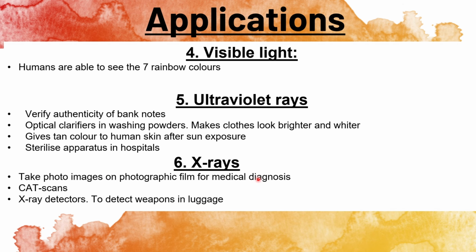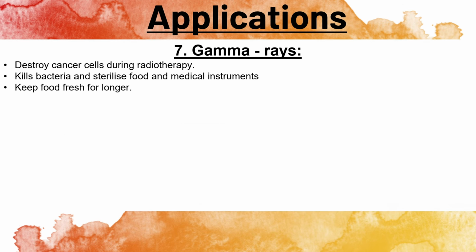Then X-rays are used to take photo images on a photographic film for medical diagnosis, meaning to take images of or detect broken bones. It's used via CAT scans and then X-ray detectors to detect weapons in luggage. Our last wave, the gamma rays, are used to destroy cancer cells during radiotherapy. It kills bacteria and sterilizes food and medical instruments, and it's used to keep food fresh for longer.